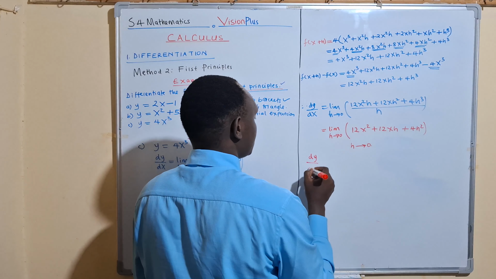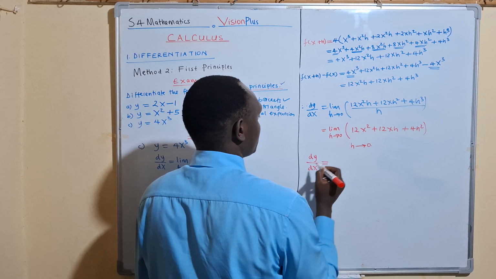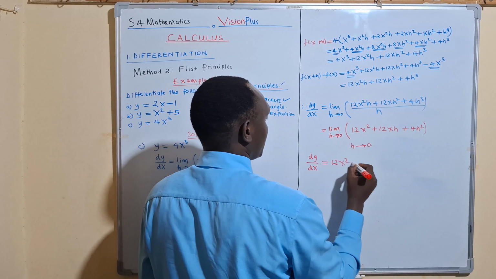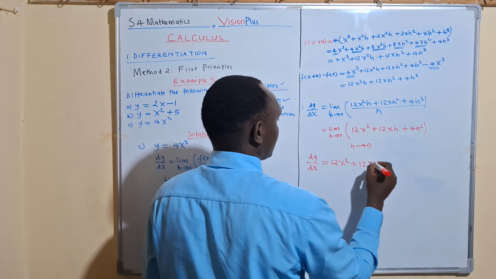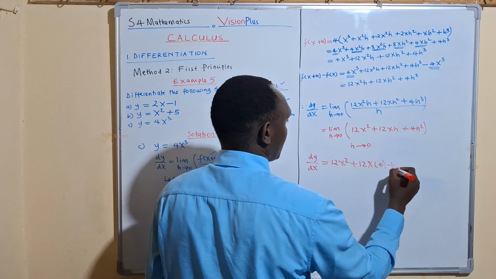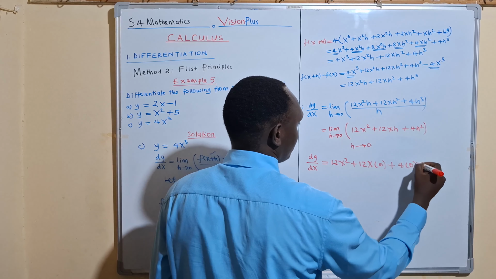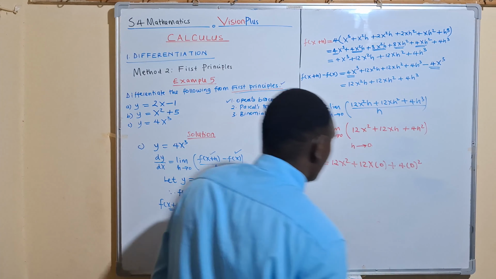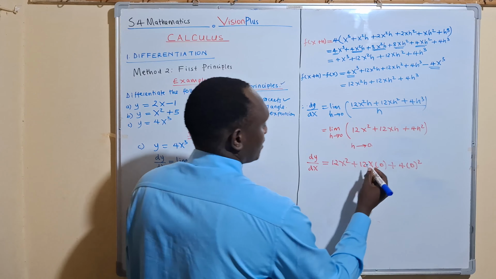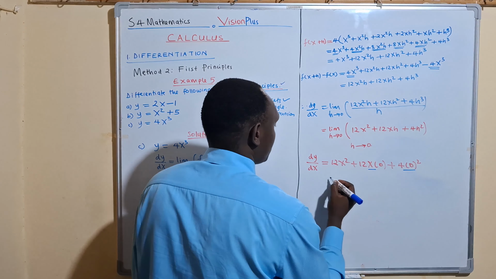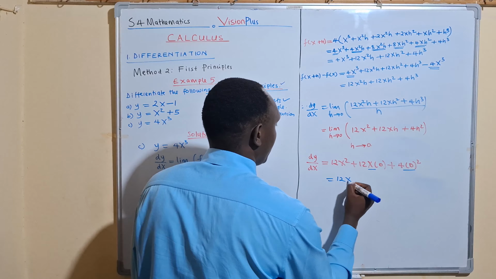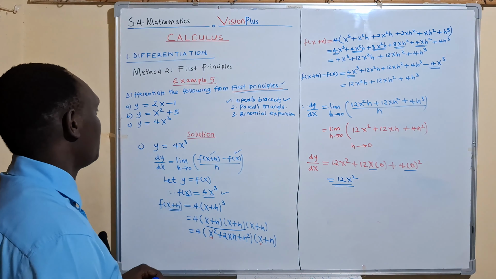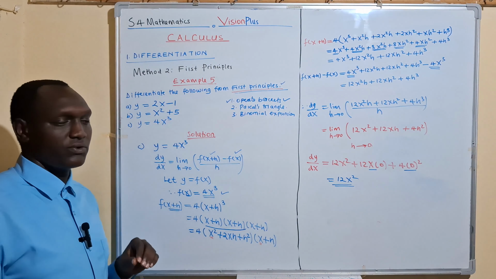So dy/dx equals 12x squared plus 12x times h, which is 0, plus 4 times h, which is 0, squared. So how do we finish here? We now say this term becomes 0, this becomes 0, so that we shall have only 12x squared as the answer.